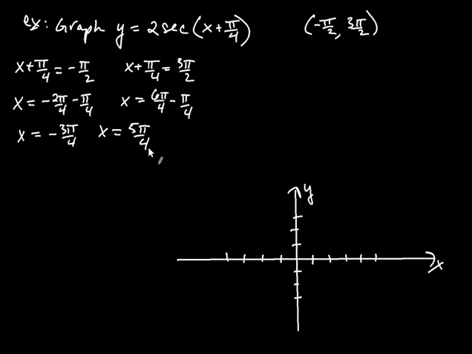Okay, and just like before, now we want to find our step size. The way you do that is you take the right endpoint and subtract the left, and then you divide by 4.